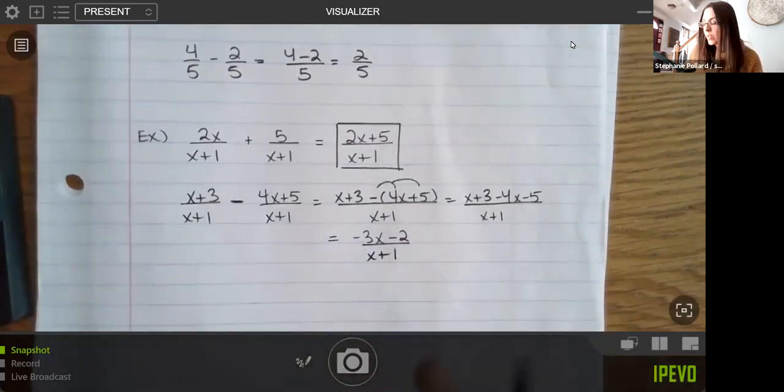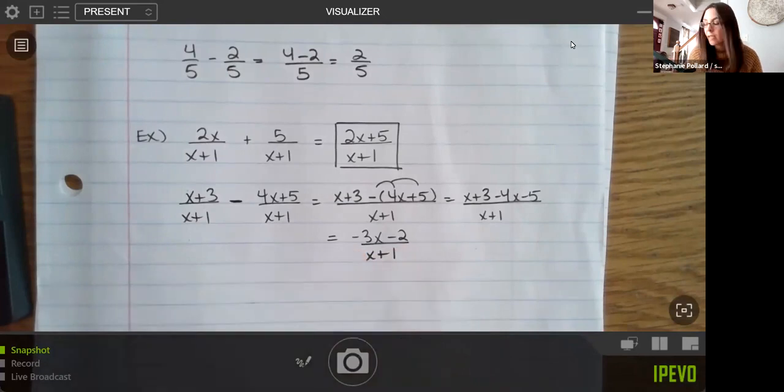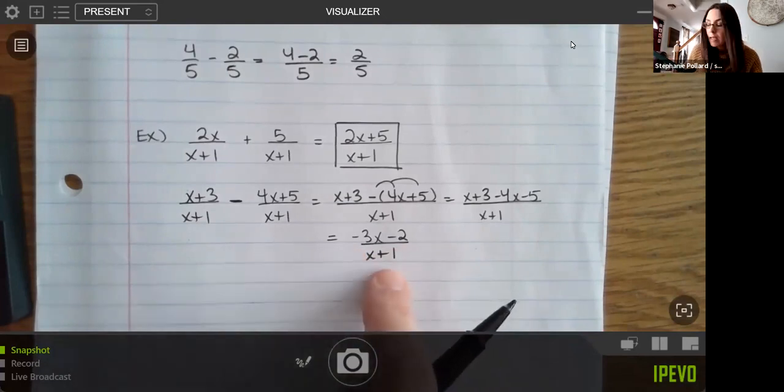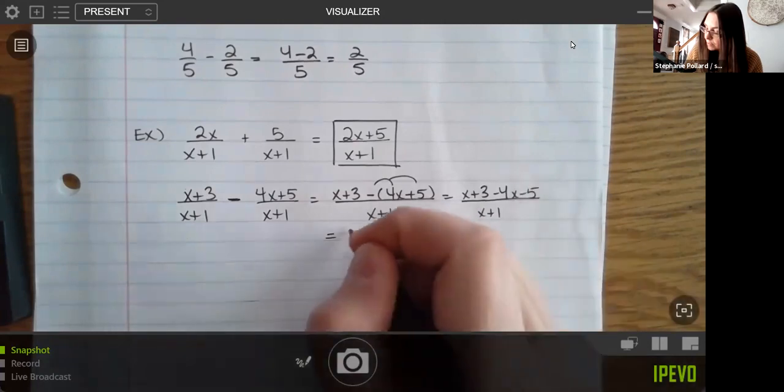Nothing to really do here. I suppose I could take a negative out, but it doesn't really help me because I don't have a negative in the denominator to cancel with. So this would be our final result here.